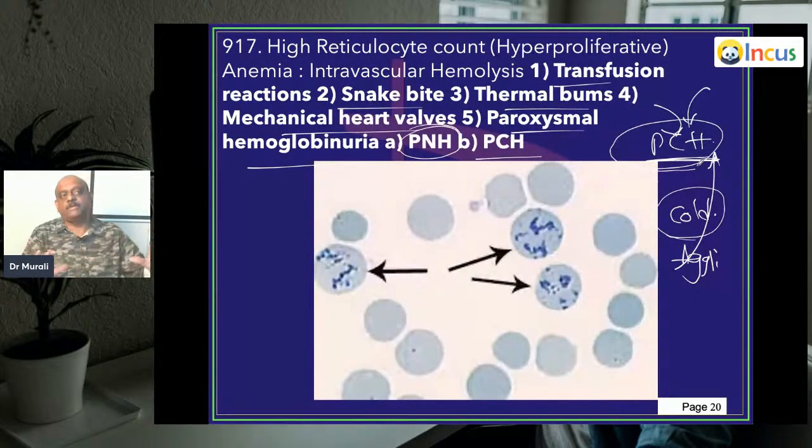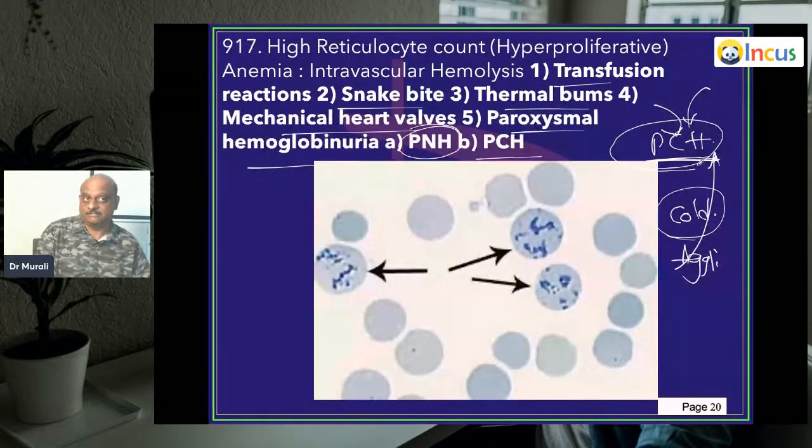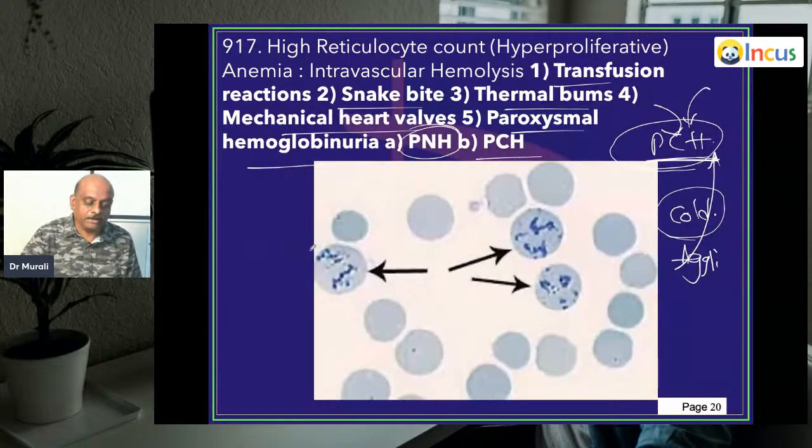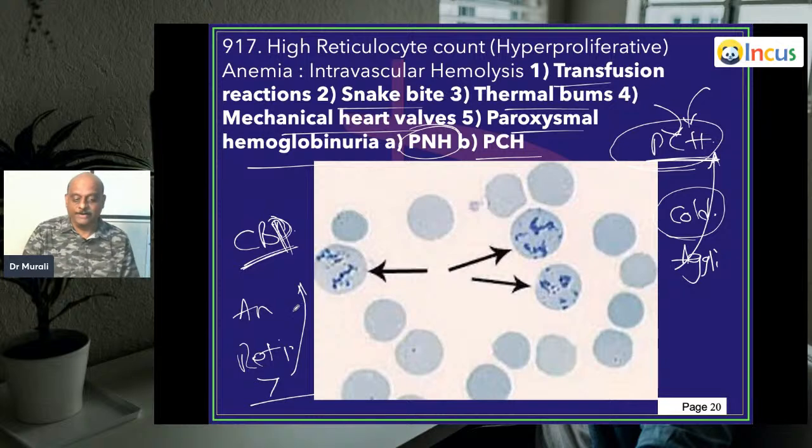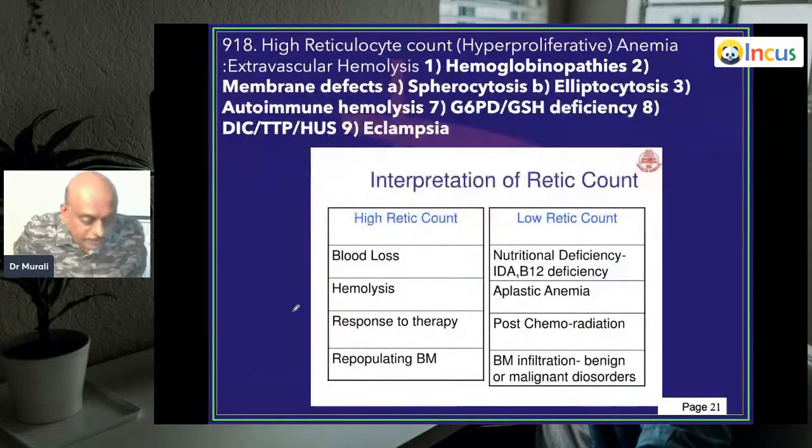But these are all the causes where the bone marrow will overproduce, and the reticulocyte count will be high. All right? So always remember, don't forget this fundamental principle. A lot of times whenever I meet the residents, I keep telling, first, anemia means look for reticulocyte count. Reticulocyte count is high means hyperproliferative. Hyperproliferative, look for any source of hemolysis, right? So now high reticulocyte count can occur whenever there is an extravascular or intravascular hemolysis.